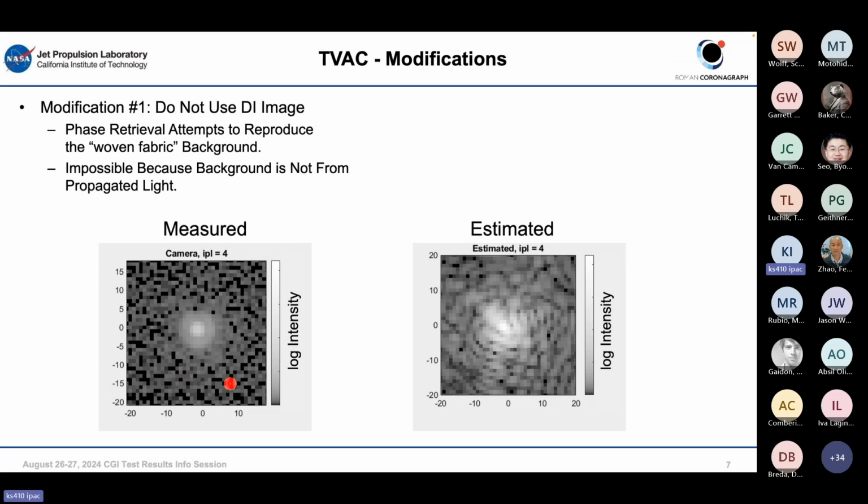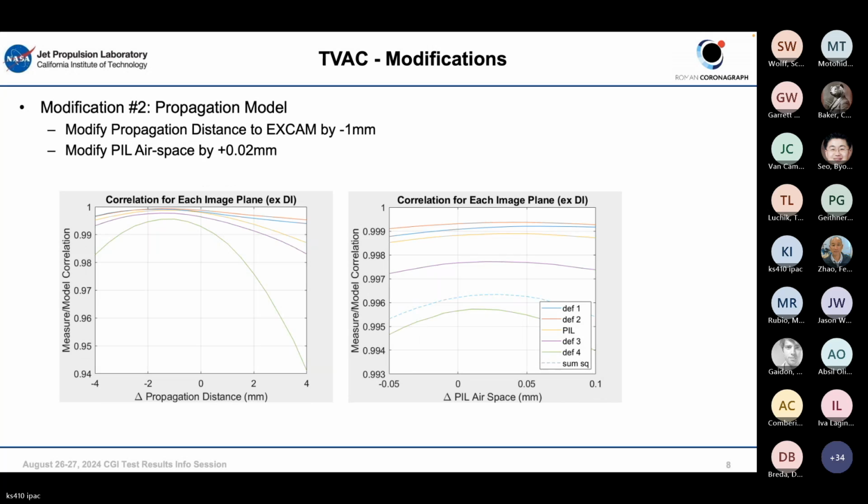But here, we just didn't have the dynamic range, and there's this fixed pattern in the background that has nothing to do with light. And so phase retrieval tries to replicate all that fixed pattern and does a terrible job. So the first thing we learned in TVAC was no direct image. So now we're doing phase retrieval with 5 images instead of 6. And the next thing we do is tweak some of the parameters to see how they might improve.